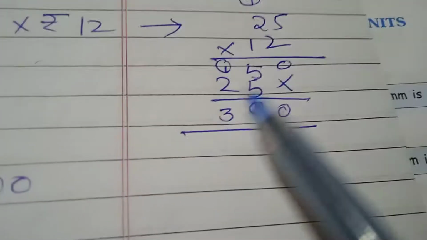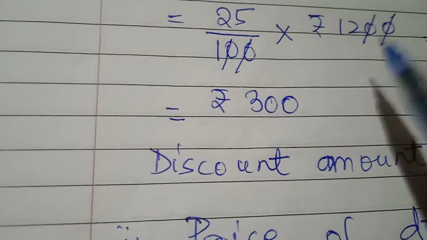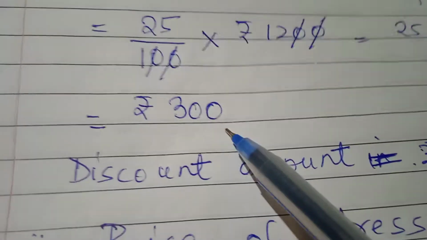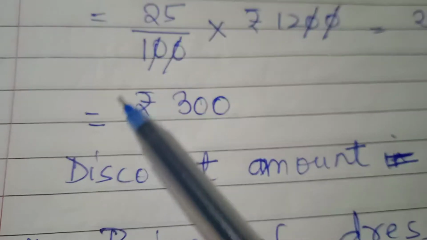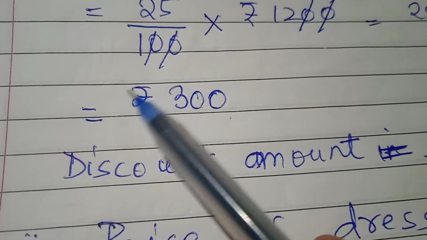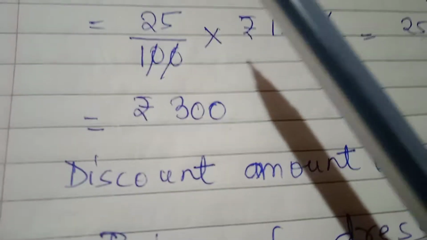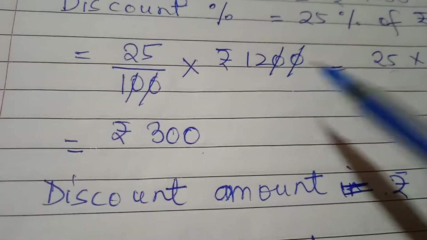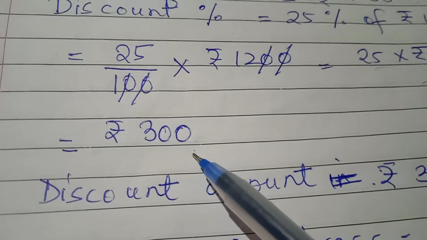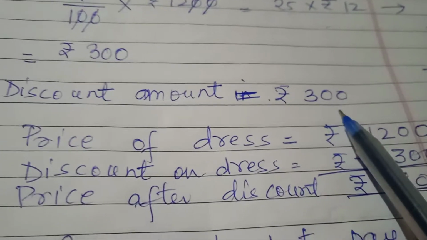25 into 12 will give us 300. So what we come to understand is rupees 300. 25% of 1200 means rupees 300. So this is the money that will be the discount. Okay, so whatever the less charge is, it is rupees 300. So from 1200 rupees, the amount that will be deducted because of discount is rupees 300. So discount amount is rupees 300 here.